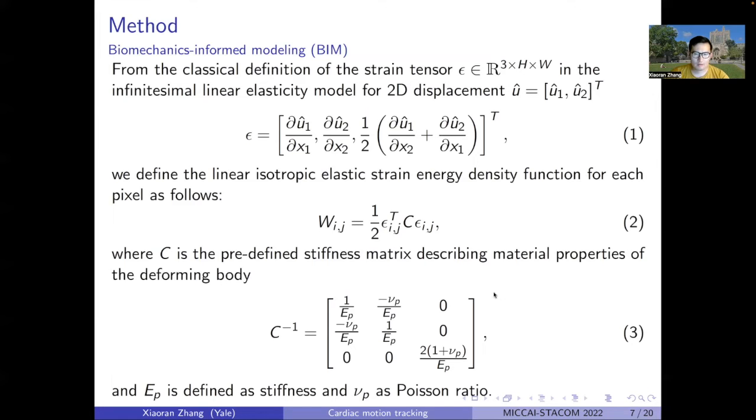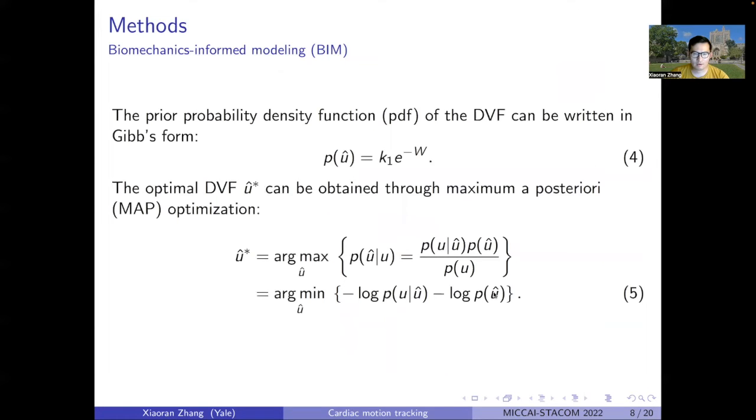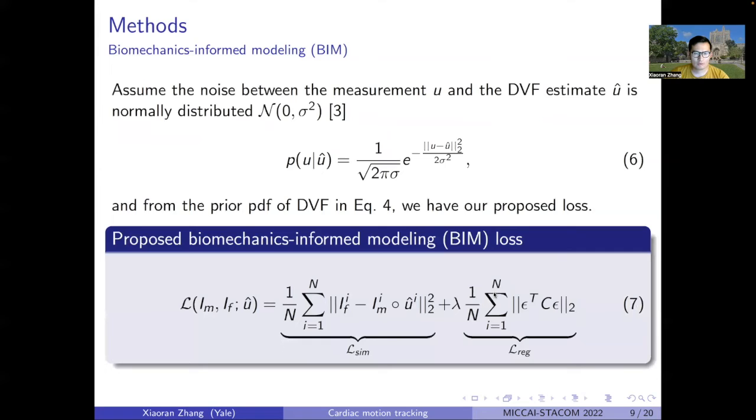The prior probability density function of the DVF can be written in a Gibbs form. The optimal DVF, û optimal, can be obtained through a maximum a posteriori optimization. We assume the noise between ground truth measurement U and the DVF estimate Û is normally distributed with zero mean and sigma square variance.